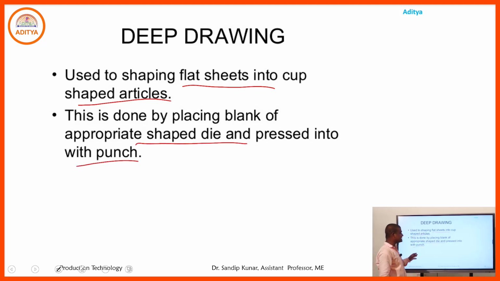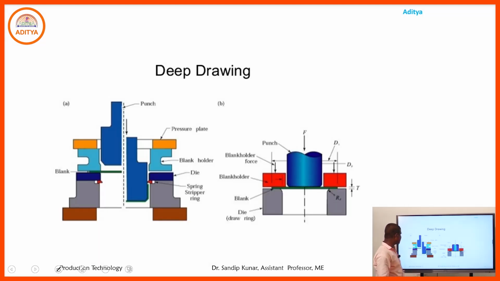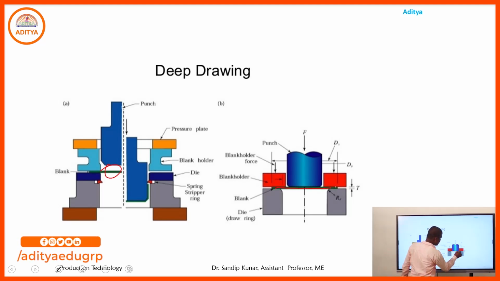Using the proper punch and shaped die, we convert the sheet into cup-shaped products, and we also produce cup-shaped products using the deep drawing operation. That is the deep drawing operation. Here, in that picture, we have shown the blank, the punch, the blank holder, and the die.